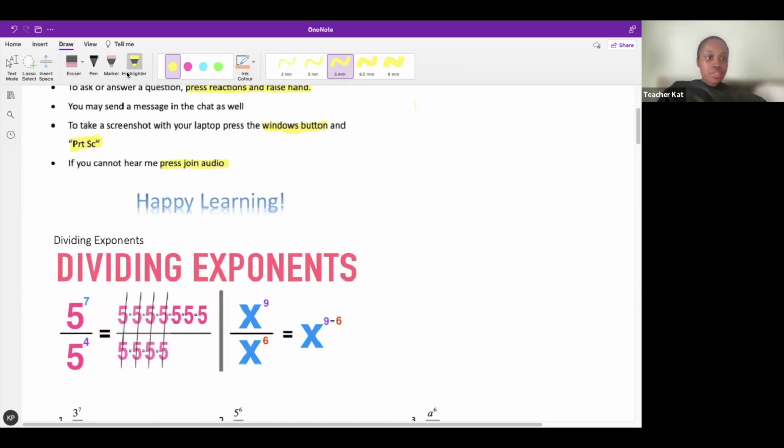Now, the division of exponents is the second law of exponents. There are a few laws, so I'm going to write here. Oh, electricity's back. Let there be light. Second law of exponents.